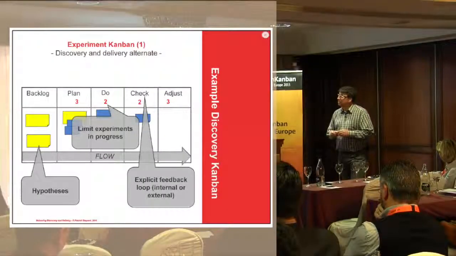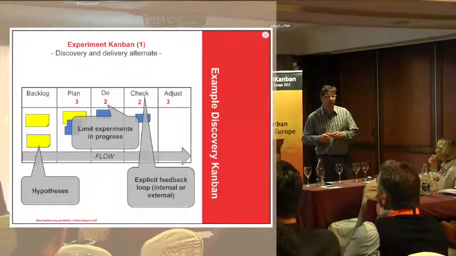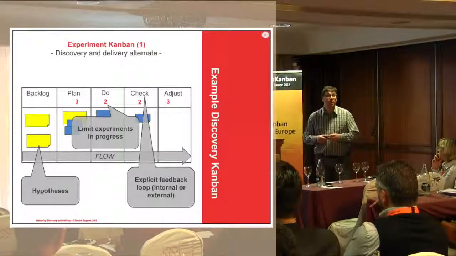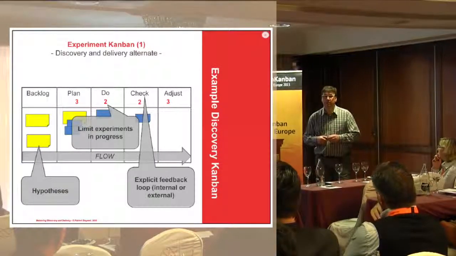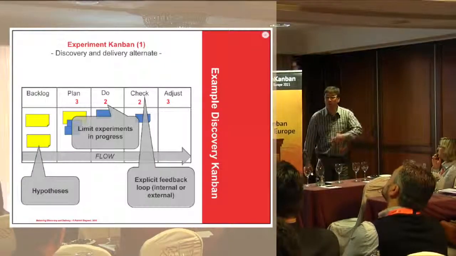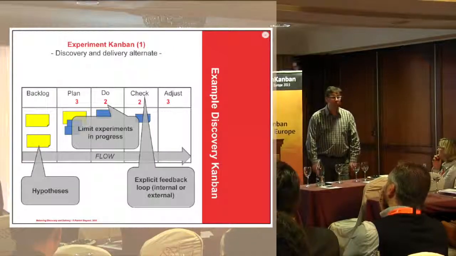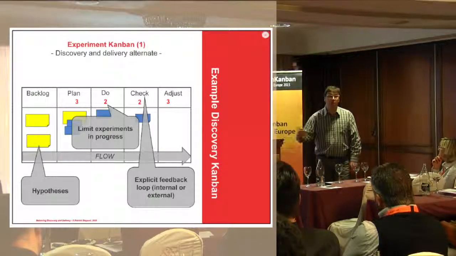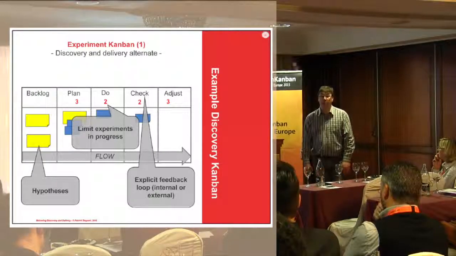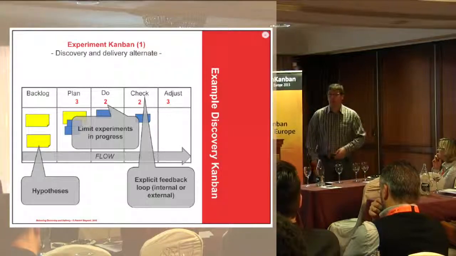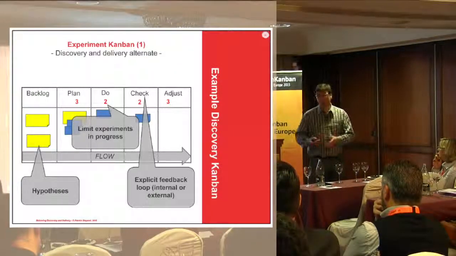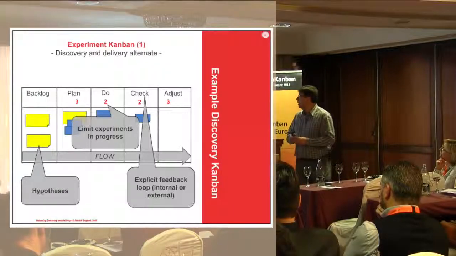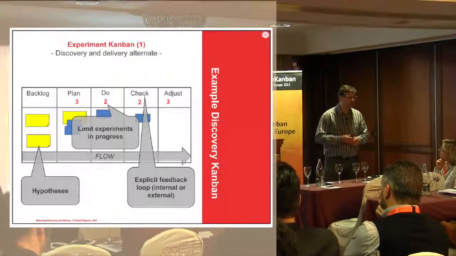So this is a visualization of that. It's called an experiment Kanban. It's a visualization of the plan, do, check, act process, or the plan, do, check, adjust process, right? So you have a backlog of hypotheses that you make. So you have your overall goal. In terms of achieving your overall goal, you formulate a number of hypotheses. That's your backlog. You turn those hypotheses into experiments, planning. You run those experiments. You check the results. And if those experiments are done, you learn. You adjust.